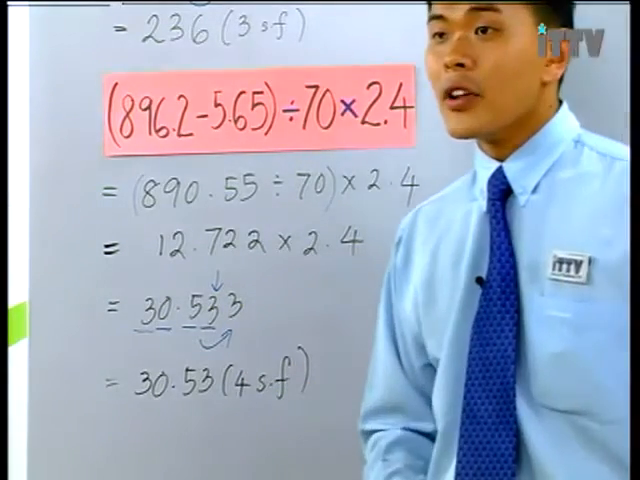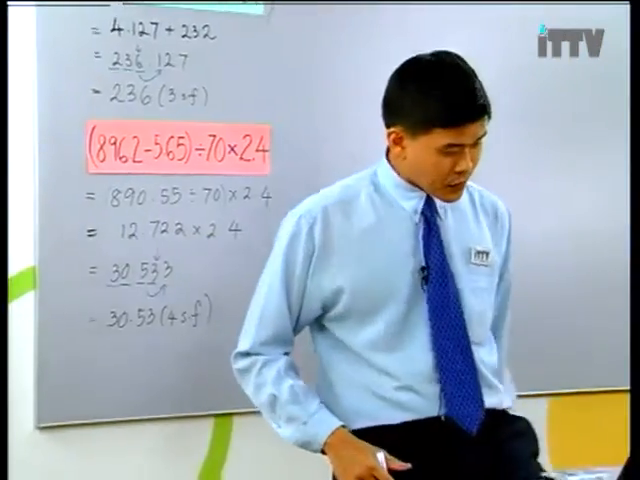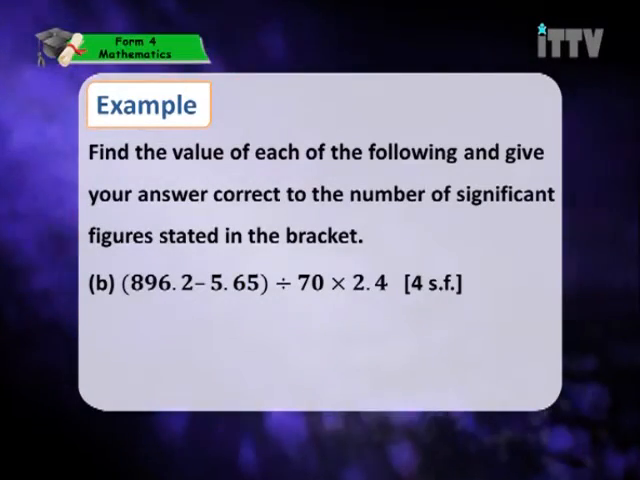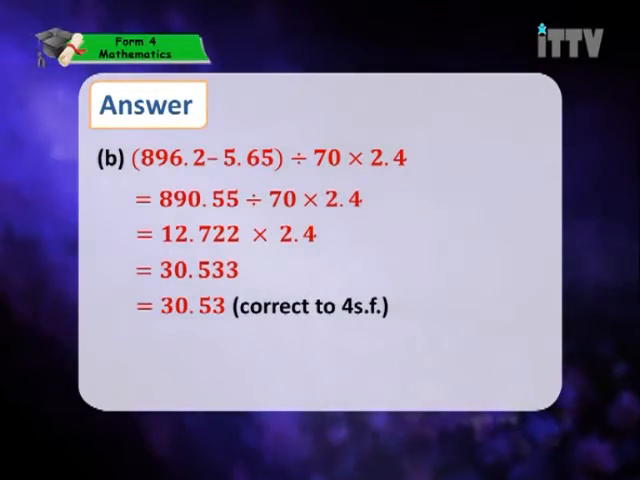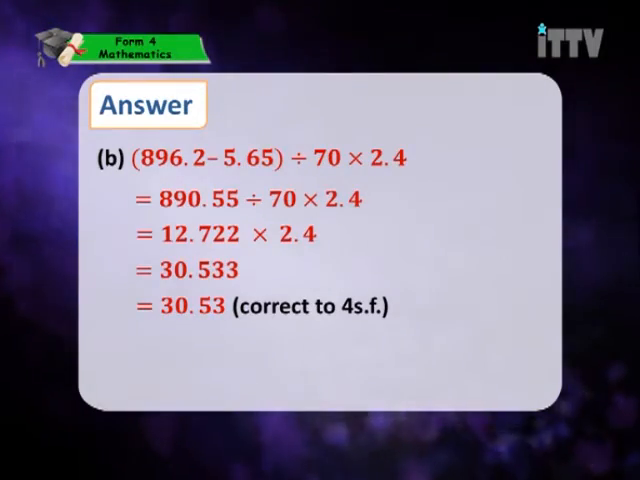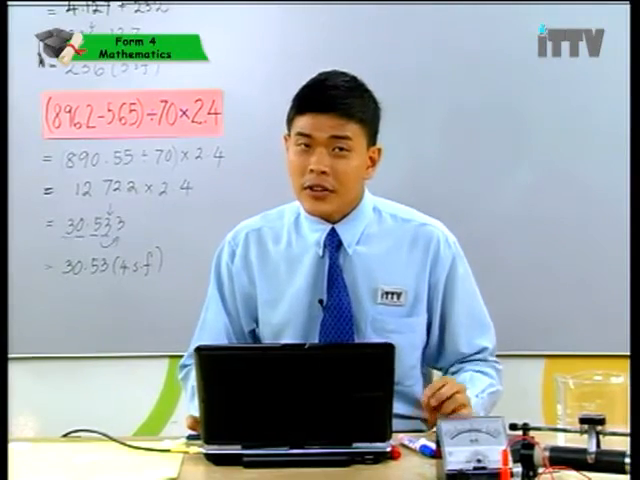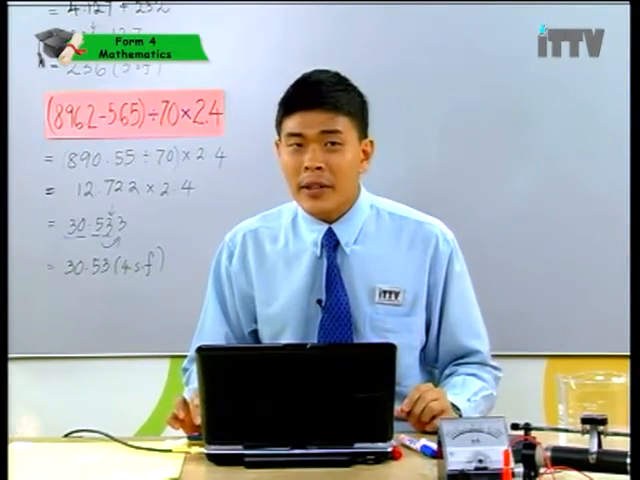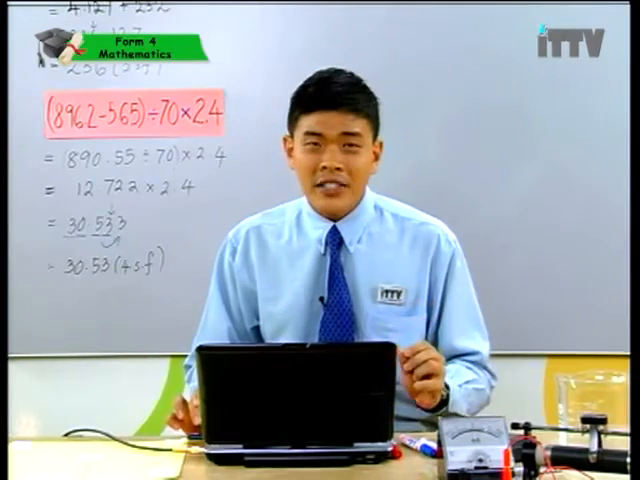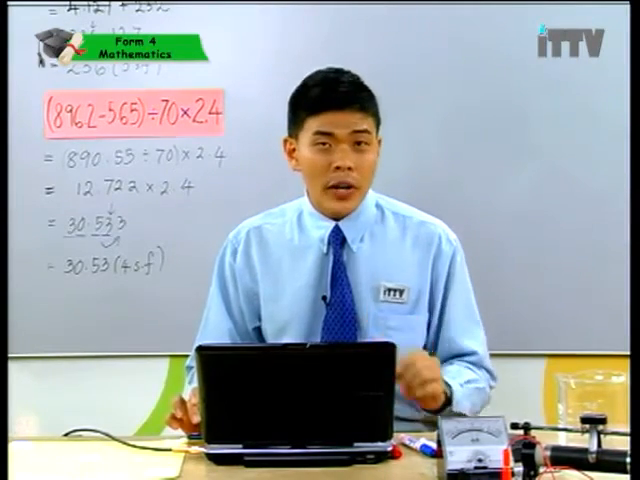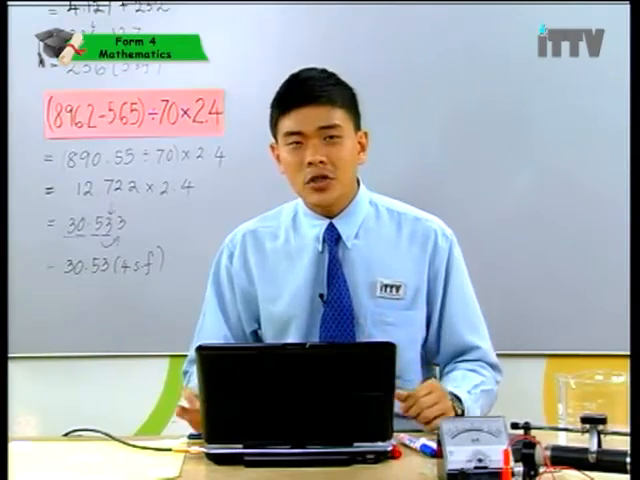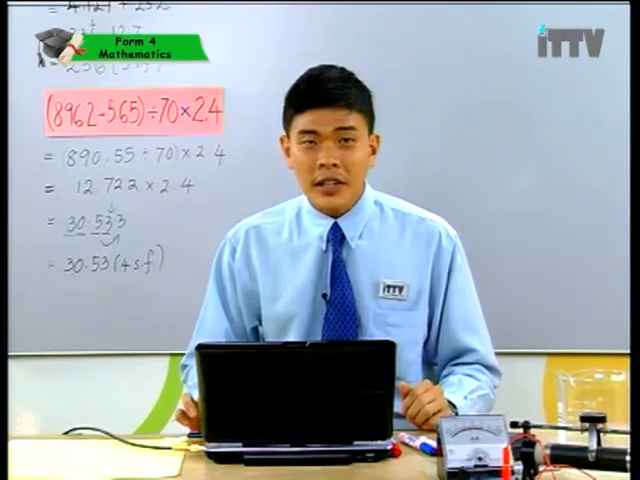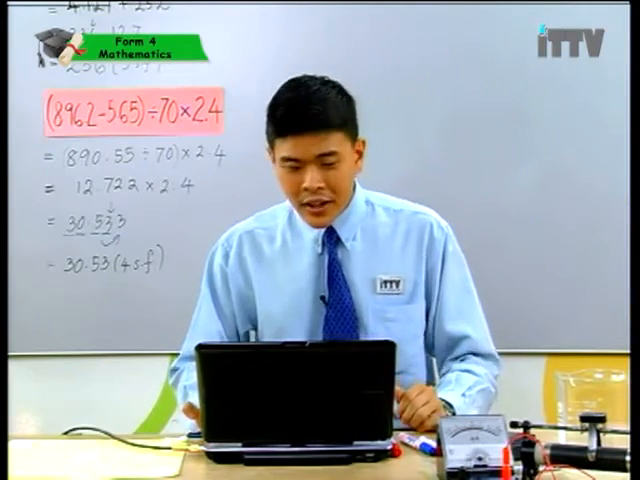And that is the level of accuracy. So another quick glance, you should get an answer of 30.53 correct to 4 significant figures. So it doesn't matter how many operations there are in the mathematical statement, you can always organize from the first operation to the last following the BODMAS system. And if your answer needs to be rounded off to a specific number of significant figures, round it off using the rounding off method of significant figures.